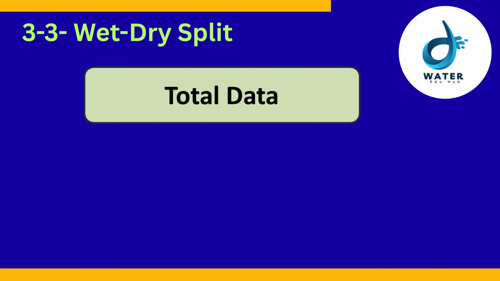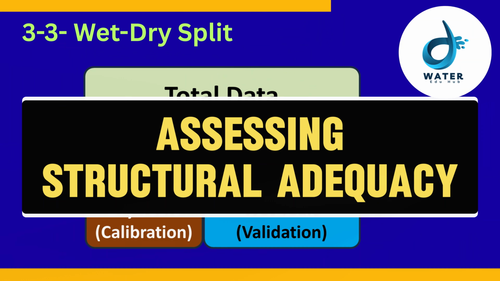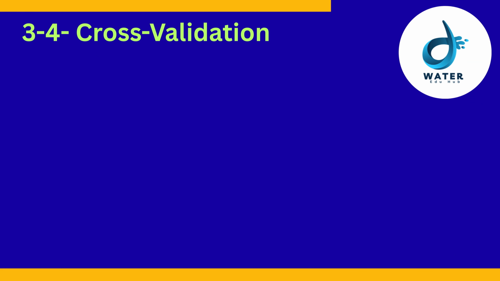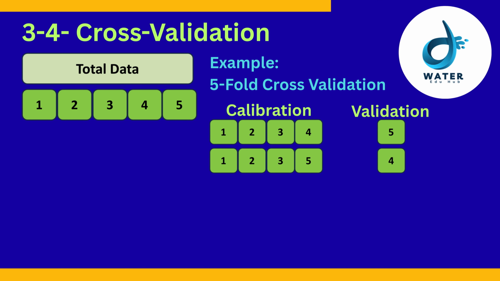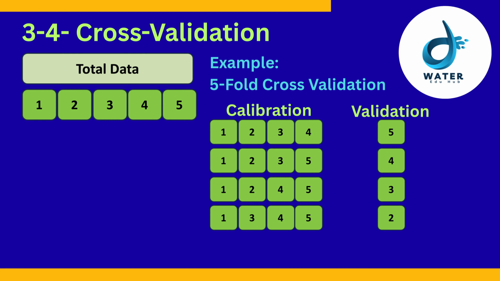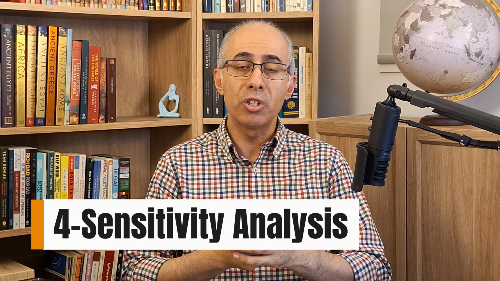Third is the wet-dry split. We calibrate on wet years and validate on dry ones, or vice versa. This is best for assessing structural adequacy. Finally, cross-validation. We use multiple calibration validation combinations to estimate the model uncertainties. This is best for catchments with limited data. The fourth one is sensitivity analysis. Not all parameters matter equally. Identifying a few influential parameters before calibration begins can reduce dimensionality and help us avoid equifinality.